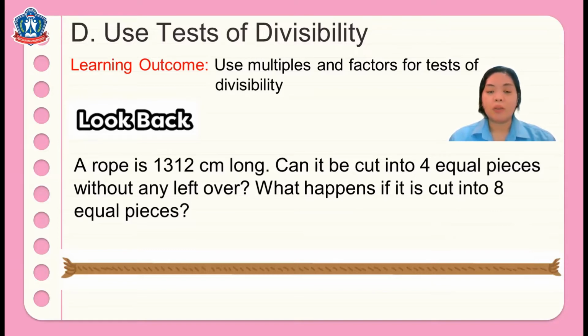A rope is 1,312 centimeters long. Can it be cut into 4 equal pieces without any leftover? What if we will cut it into 8 equal pieces? So it means, is this number 1312 divisible by 4, or is it also divisible by 8? Okay, so during our class, we will find the answer.